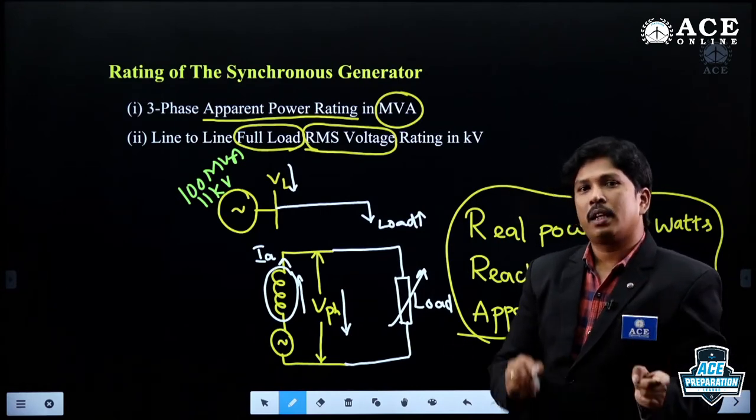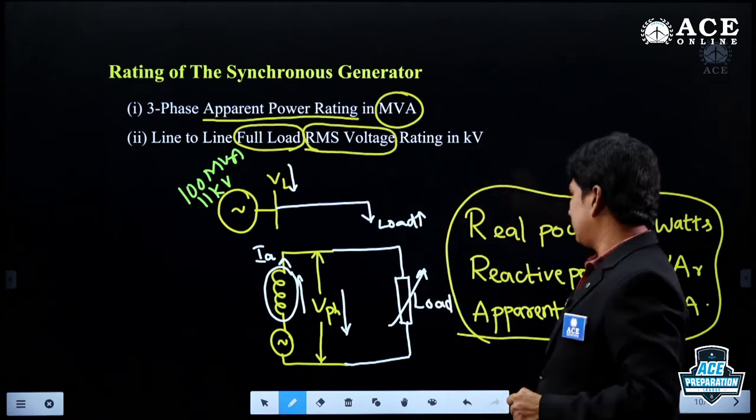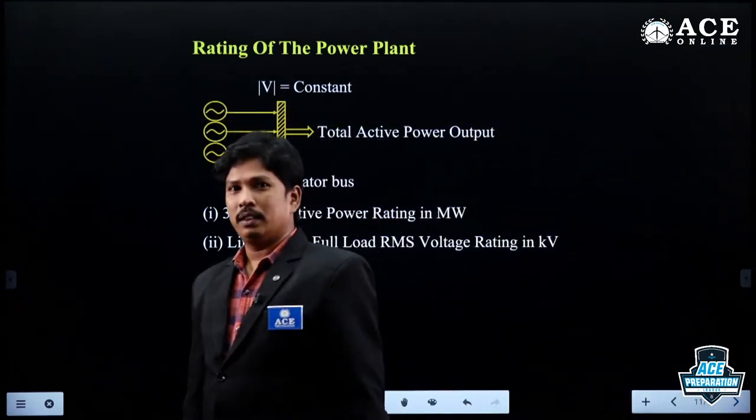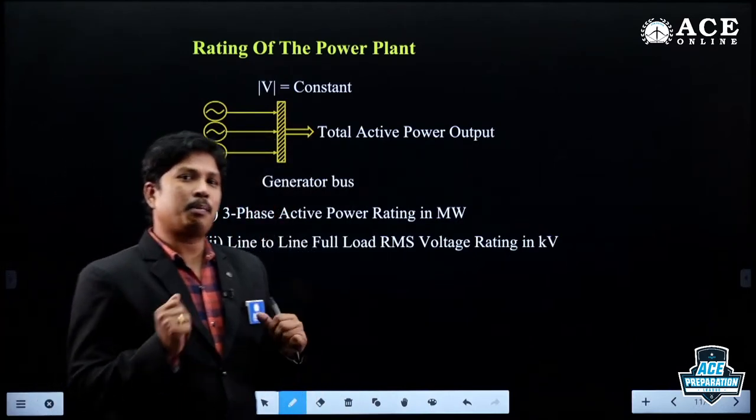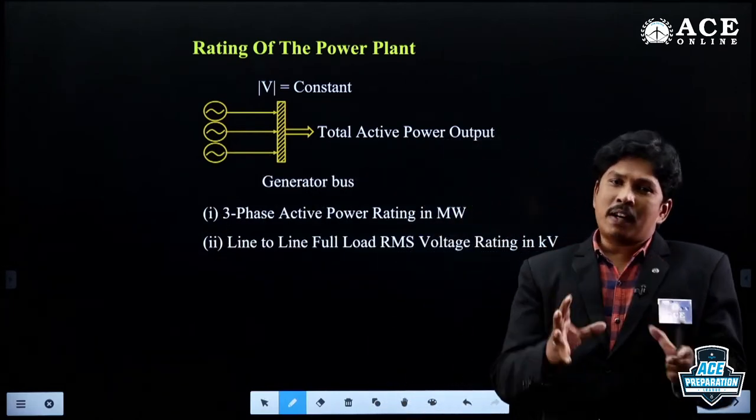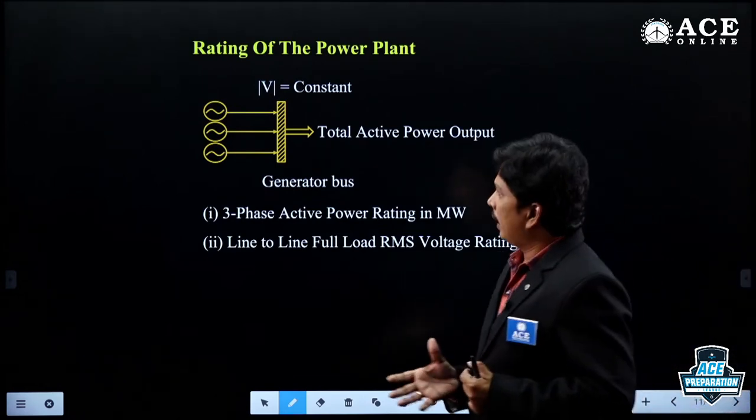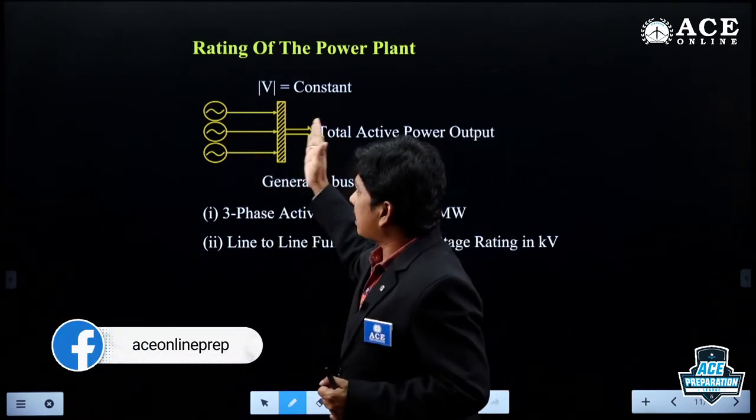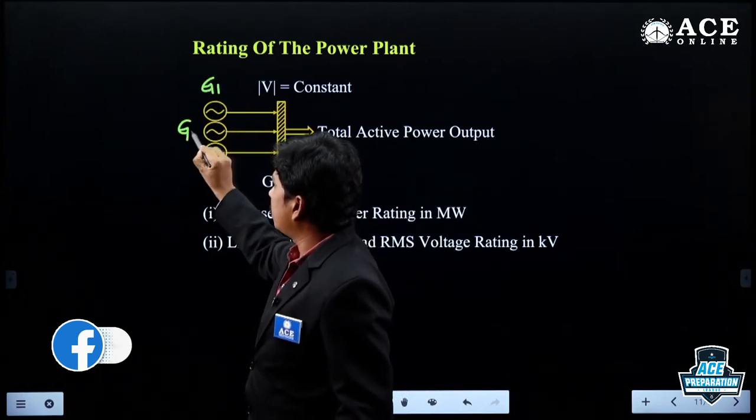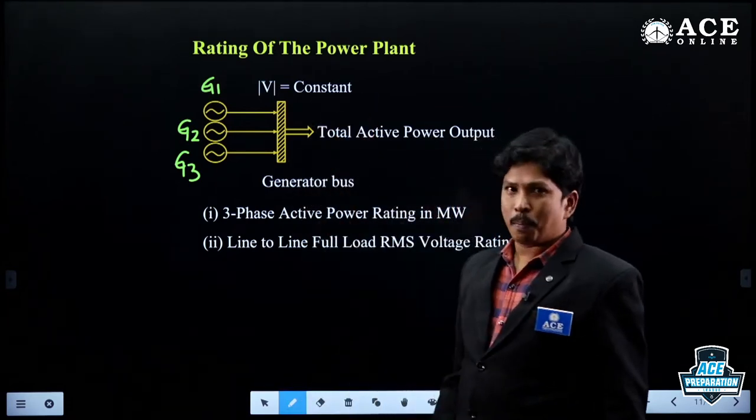Is it clear, everyone? Now we are going for the second element, one of the most important elements, the complex element, which is the power plant. We have to give the rating of the power plant. A power plant is nothing but a generating station. In that generating station, we have connected several generators in parallel: generator G1, generator G2, and generator G3.